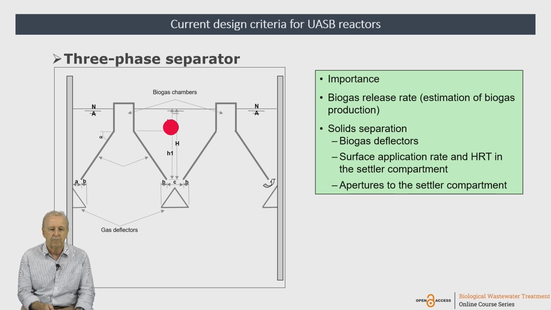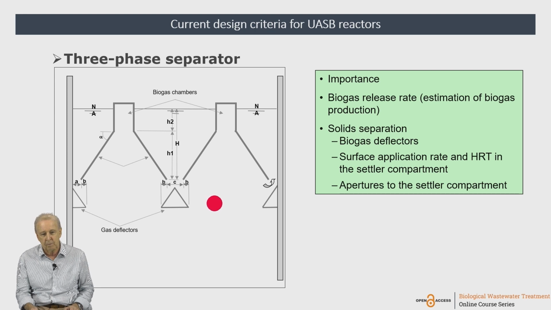We have to determine the height of this cone section of the three-phase separator, this tilted, inclined part, and also the height of this rectangular part of the three-phase separator. So H2 and H1 define the depth or the height of the three-phase separator. These apertures here, if you subtract or deduct them from the width of the reactor, we are going to have the size of the lower part of the three-phase separator.